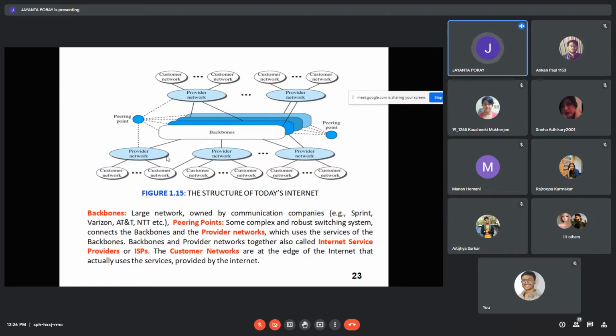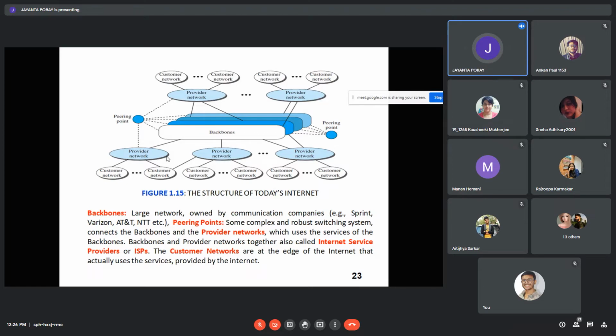Then the customer networks come into place, which are actually the customers for these internet infrastructures. For example, the big customers are Google, Yahoo. They are big customers of the provider networks. So in a nutshell, that is the structure of today's internet. Now you can just recall how these are actually working.